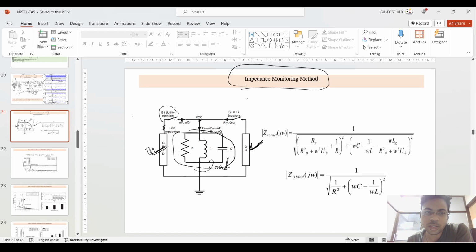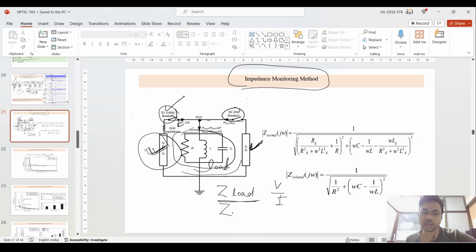At the point of common coupling, in normal operation, the circuit breakers S1 and S2 are connected. When the CB is operating normally, there is a certain impedance, Z load. When you are measuring the voltage and current at the point of common coupling, that will give the ratio V by I, that is Z load, when this CB is in closed condition.